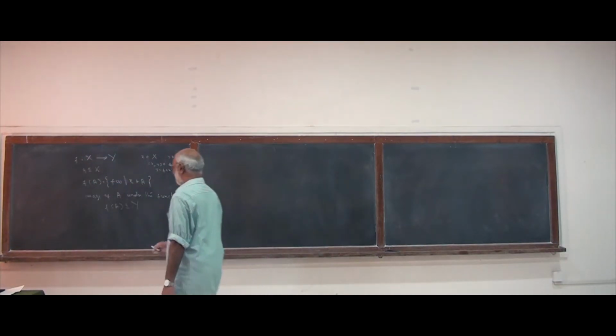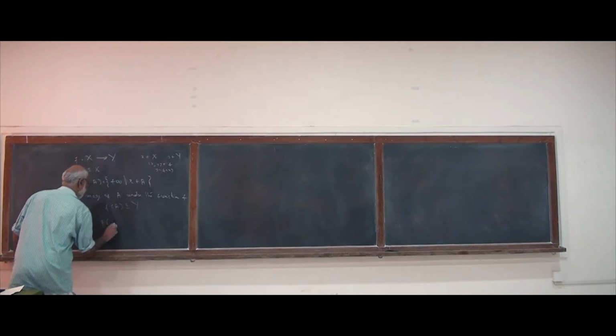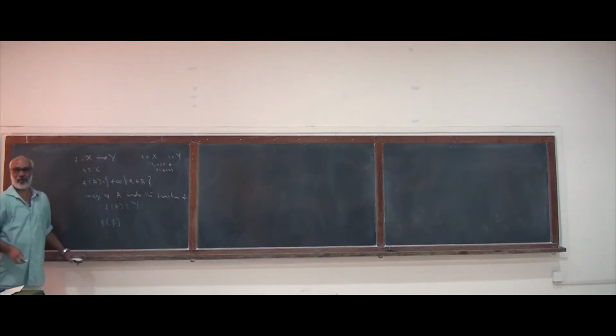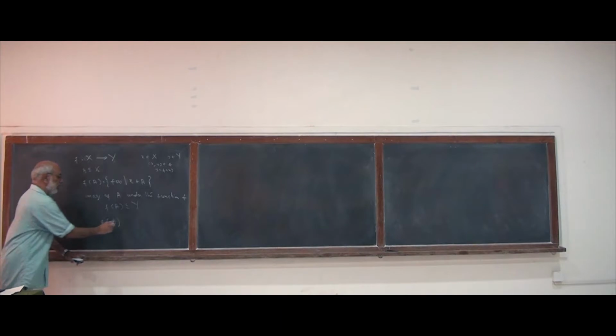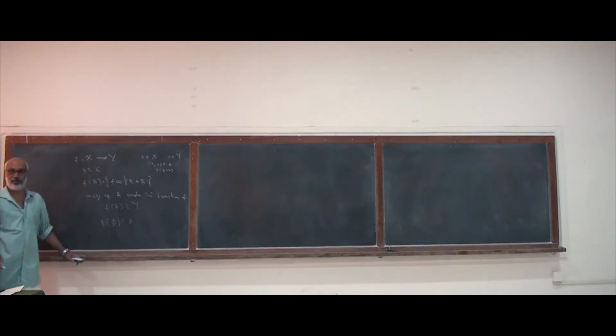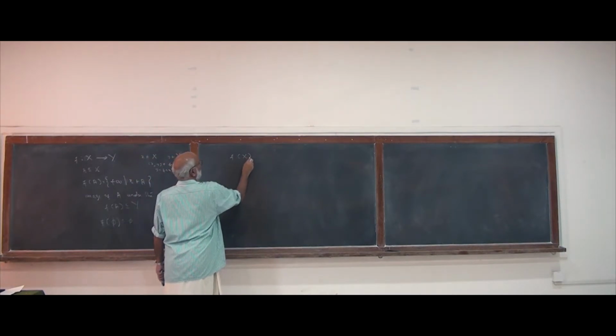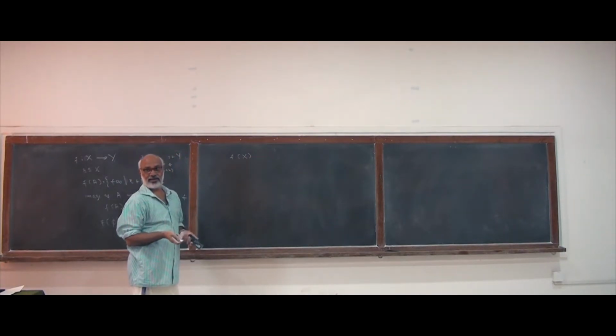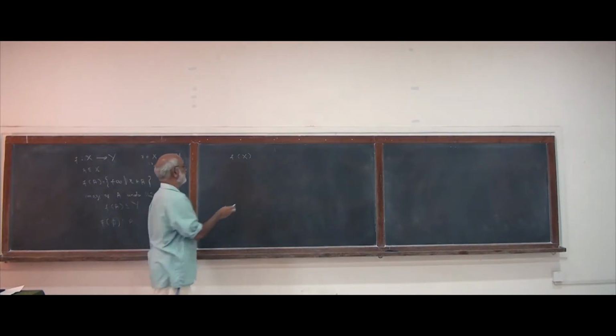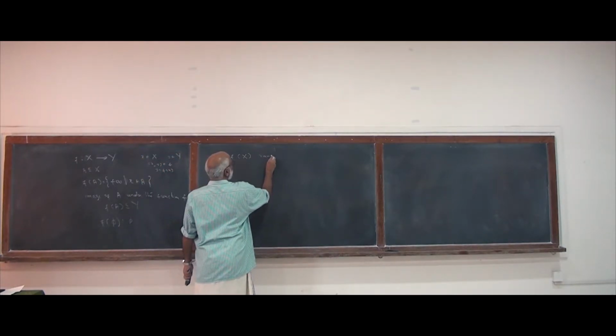So one question: what will be f of phi? Clearly that will be equal to phi, because phi contains no element. So the set of all f of x, where x is an element of phi, is nothing but phi. So the image of phi is phi, and the image of X is the range of f.